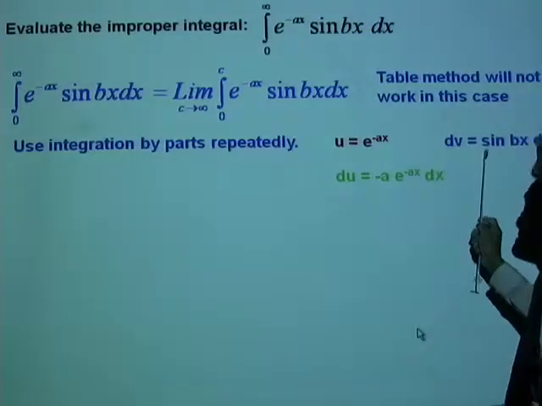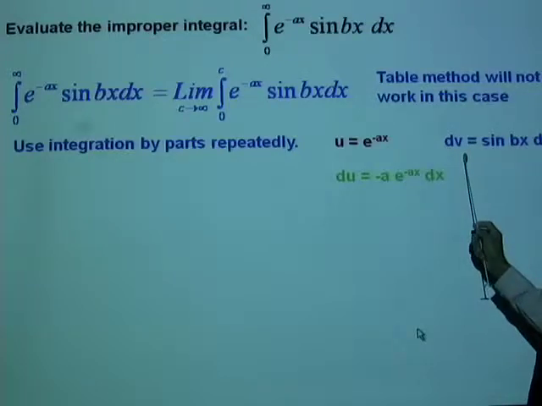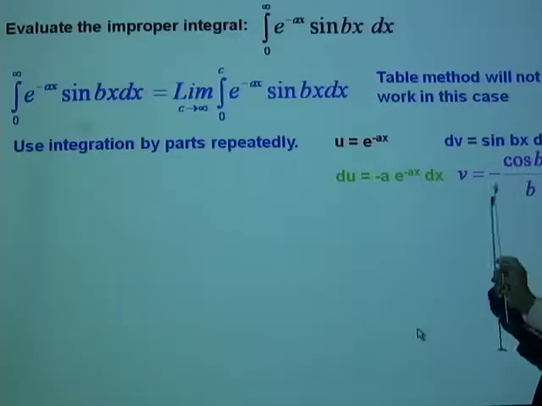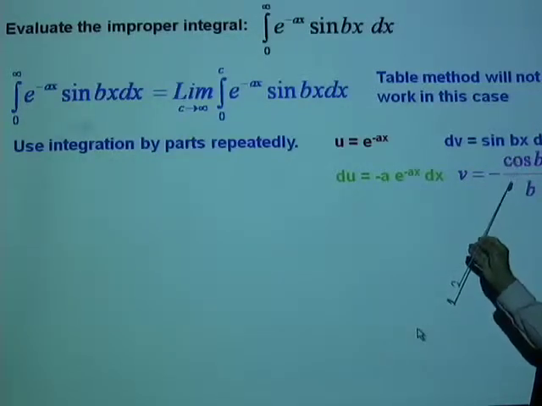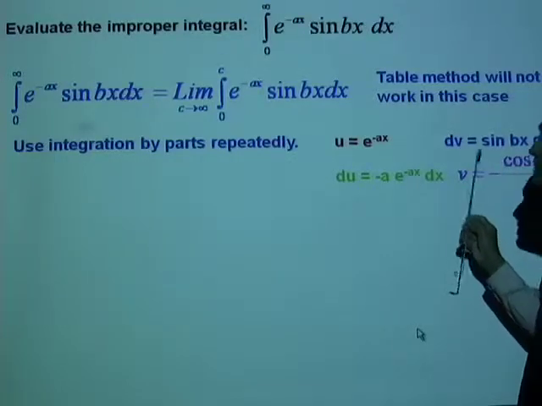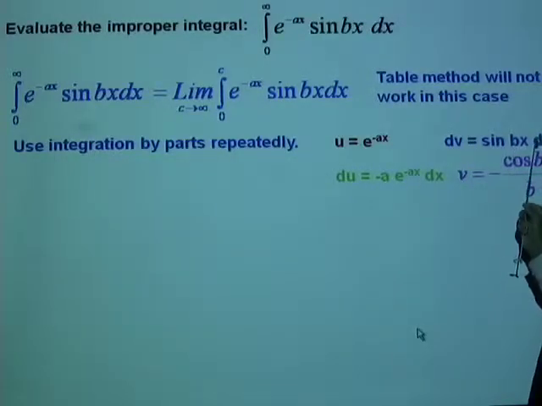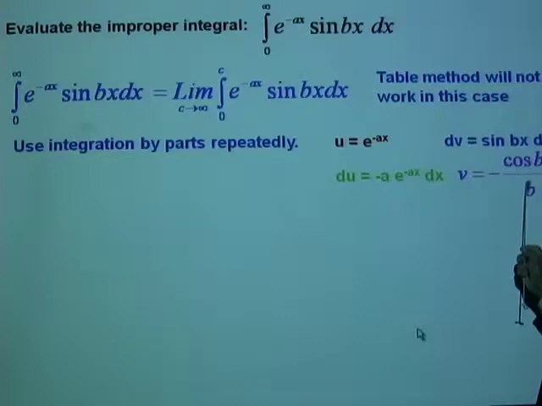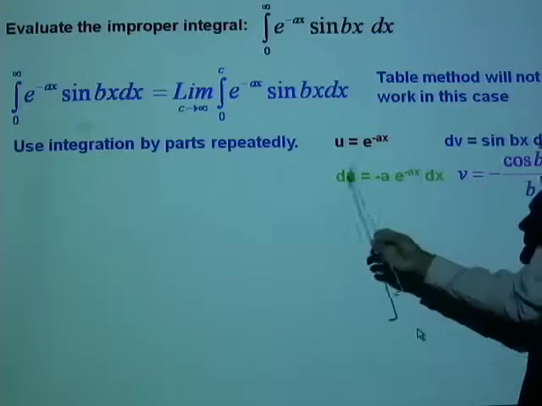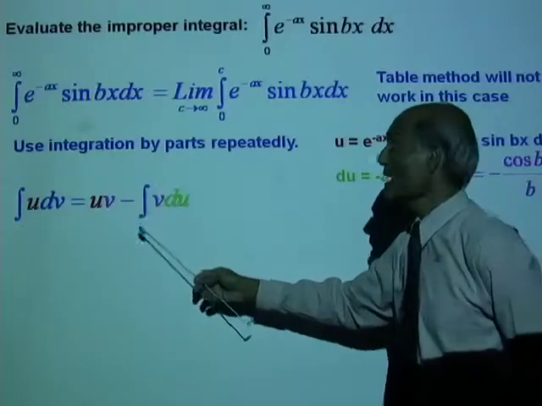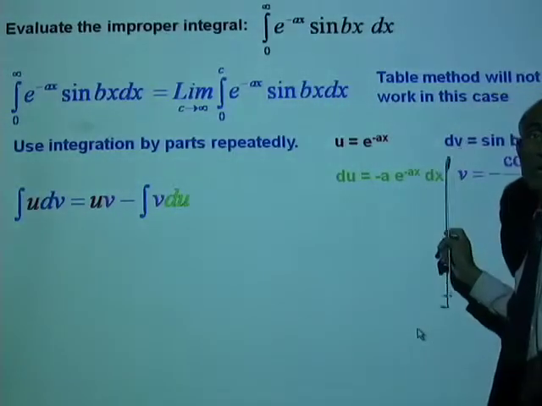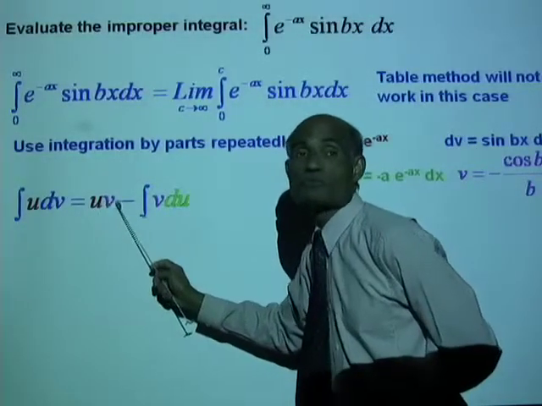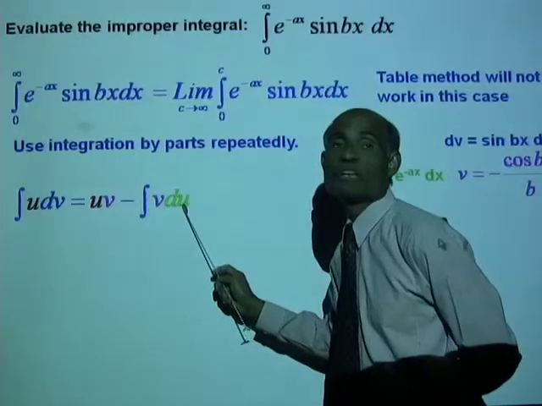Our dv is sine bx dx. And therefore, what is v equal to? v will be negative cos bx divided by b. If you cannot see this on the screen, take a note of those. Our dv is sine bx dx, and integrating that will give you v equal to negative cos bx over b. All right, let's now write this integral. What will that be? We will have integral u dv is u times v minus integral v du.